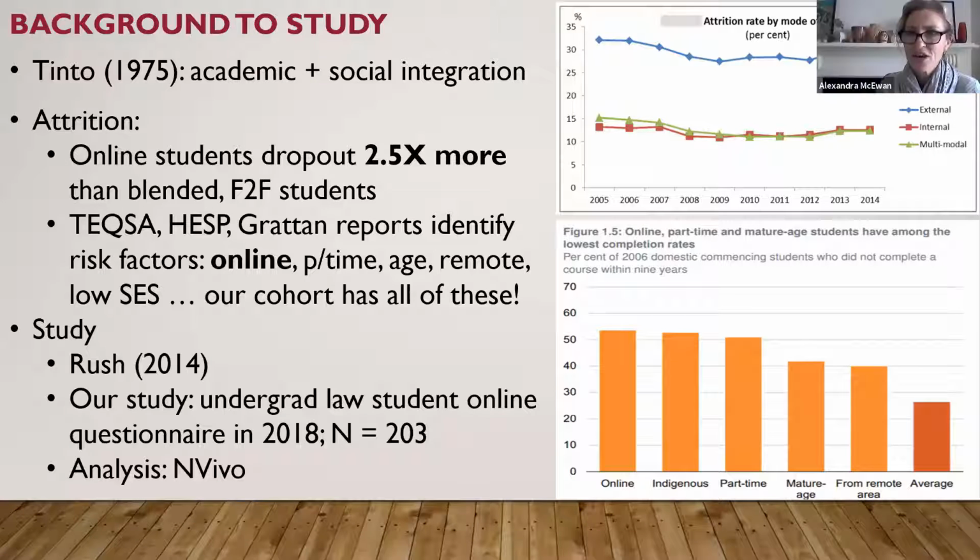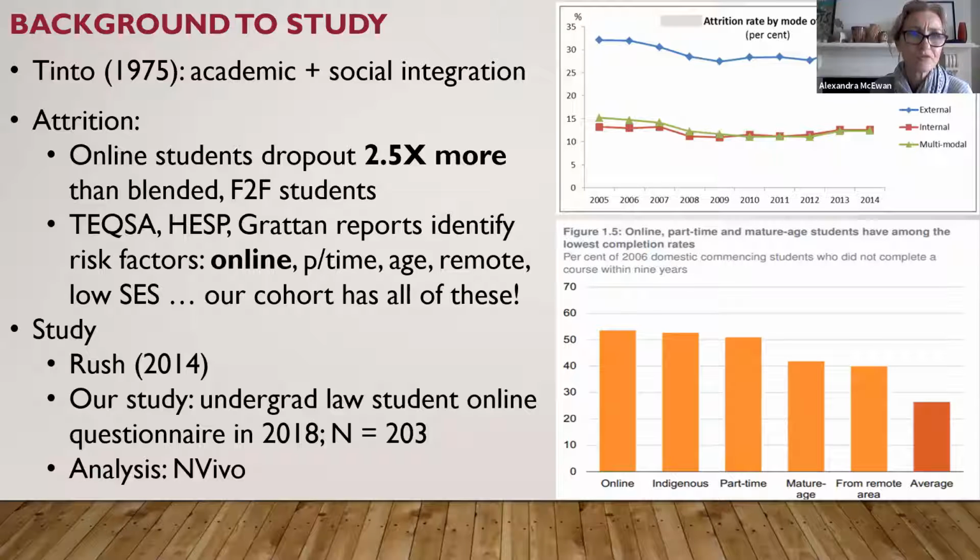Thanks, AJ. Hi, everyone. My name's Alex McEwan. I'm a lecturer in law at CQ. I'm just here providing the background to the study, giving you some sort of theoretical framework for how the findings that AJ and Victoria will discuss fit in to a theoretical framework.